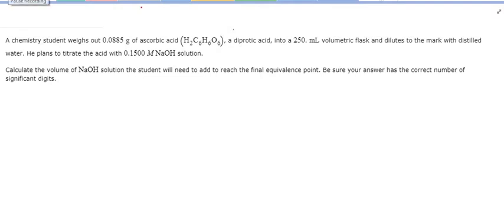Okay, here's a titration problem from Alex. And so I think we can do these. It's talking about titrating sodium hydroxide with a diprotic acid. So let's read the problem here.